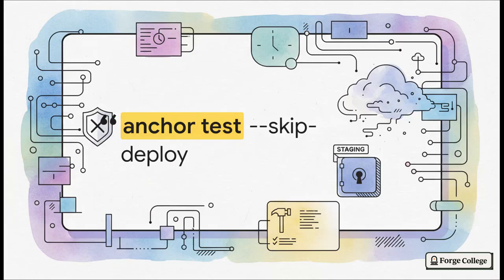Now, a super crucial detail during this phase is making sure you use the anchor test skip deploy command. Because at this point, we just want to know if the logic actually works. The absolute last thing we want is the pipeline accidentally overwriting our staging environment with some half-baked code. By tossing in that skip deploy flag, Anchor just spins up a local validation environment, tests your logic right in memory, and then cleanly tears it all down.